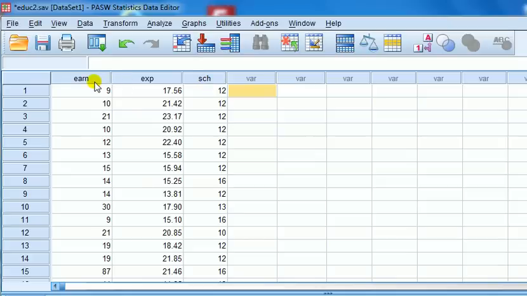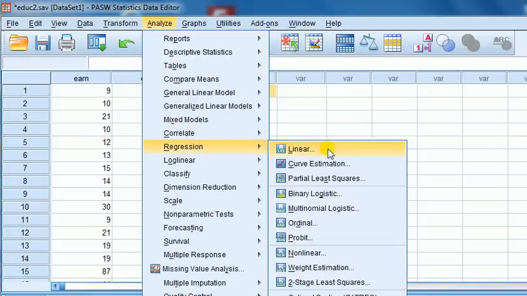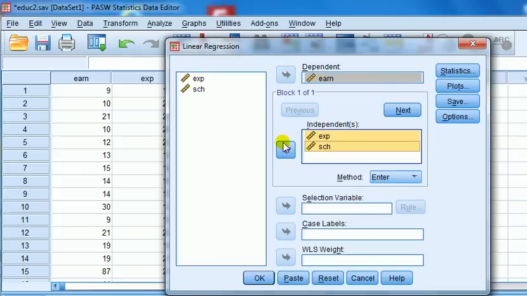We wish to regress earnings on experience and schooling, which means that we're taking experience and schooling as the IVs and earnings as the DV. So in short, the jargon is to say we regress the earnings on experience and schooling. Okay, to do it, go to Analyze, Regression, Linear, transfer into the dependent variable box the earnings, and into the independent variable box the two IVs.